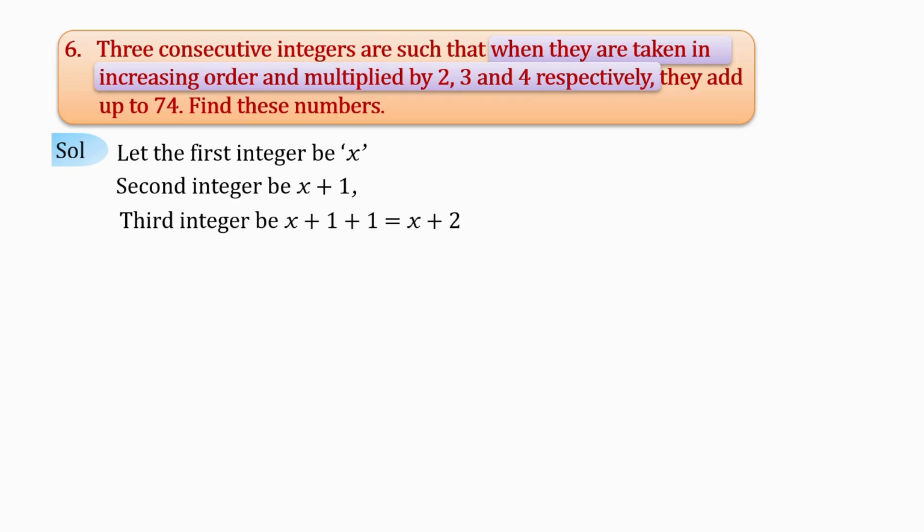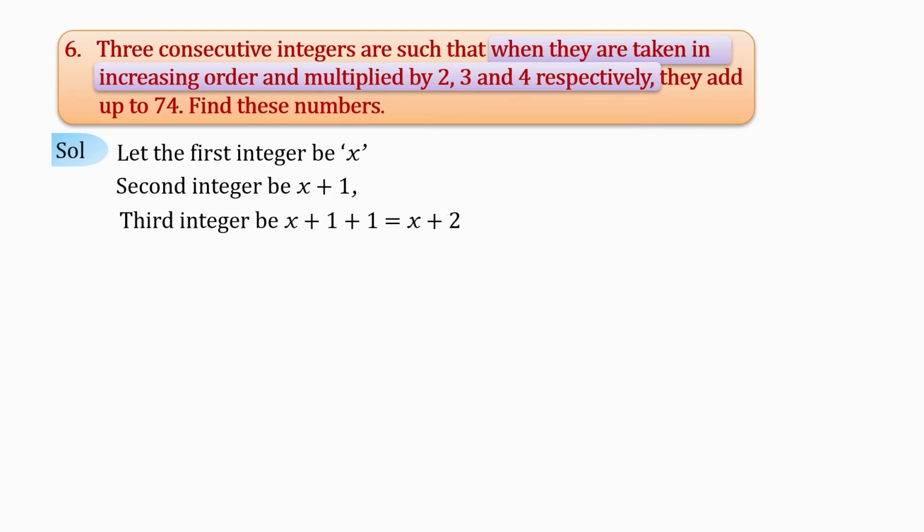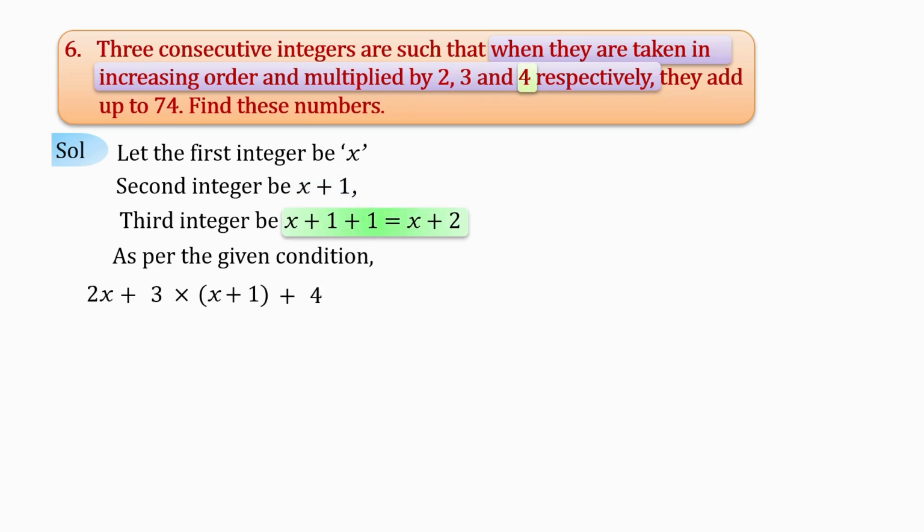When they are taken in increasing order and multiplied by 2, 3 and 4 respectively, x should be multiplied by 2, x plus 1 should be multiplied by 3, and x plus 2 is multiplied by 4. If they add, it will give you 74. So that is 2x plus 3 into x plus 1 plus 4 into x plus 2, that gives you 74. Now solve this equation.